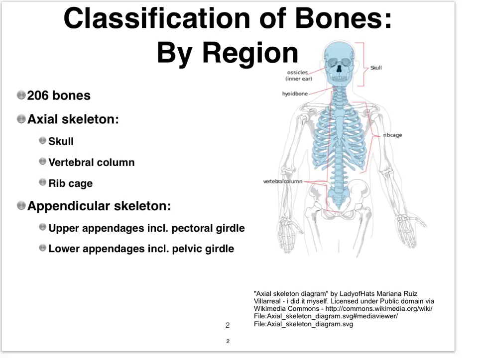So if you look at which parts these are, then we have the skull. Oops, that arrow only goes in one direction, huh? Let me switch cursor. Let's do this. So we have the skull, we have the vertebral column, and then we have the rib cage.